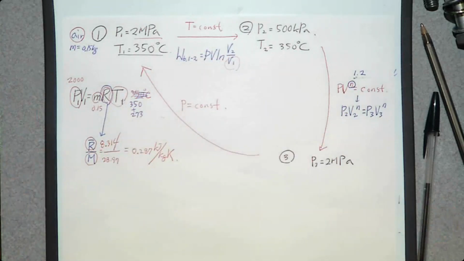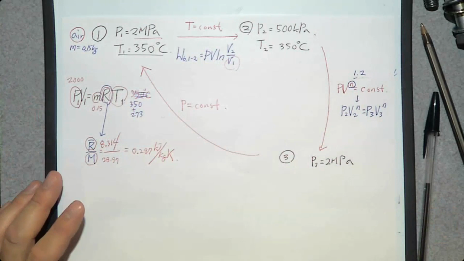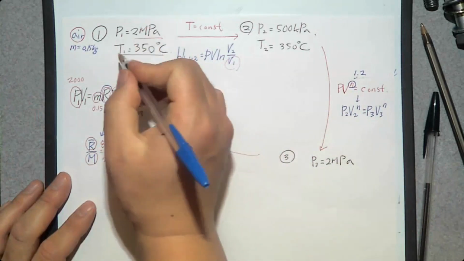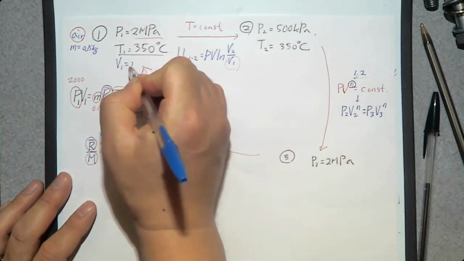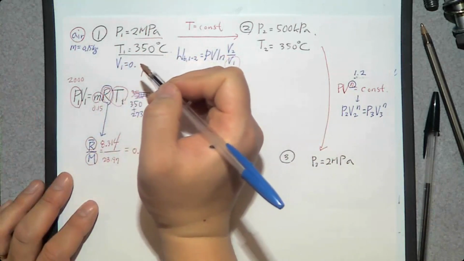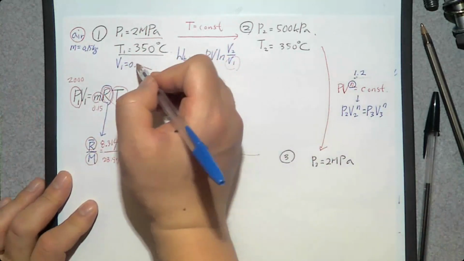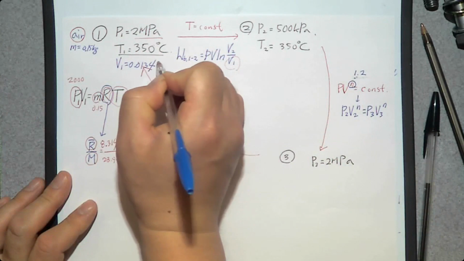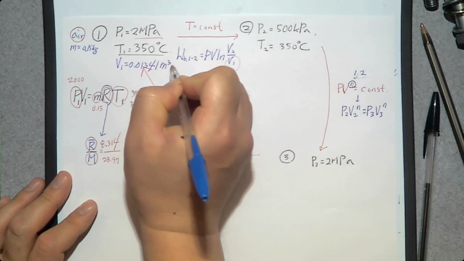So 350 plus 273. That's how you determine V1. Now, can you determine V1? Yes. I have this solution here. So V1 is 0.1341 cubic meters.